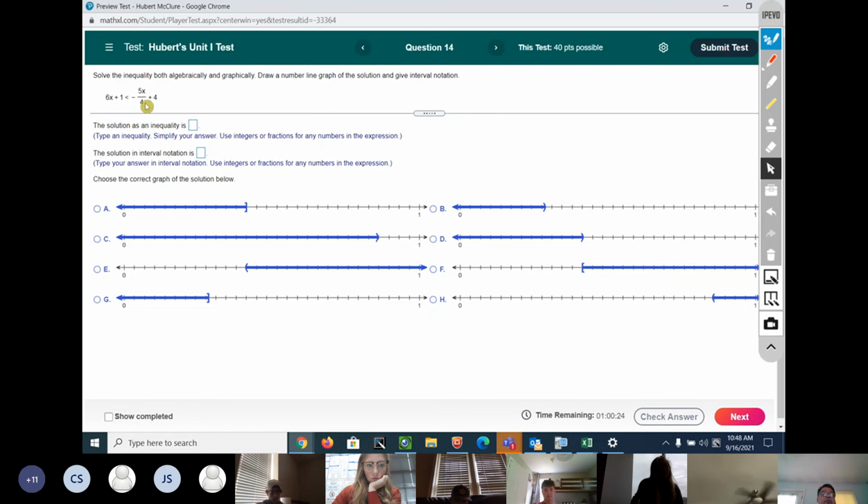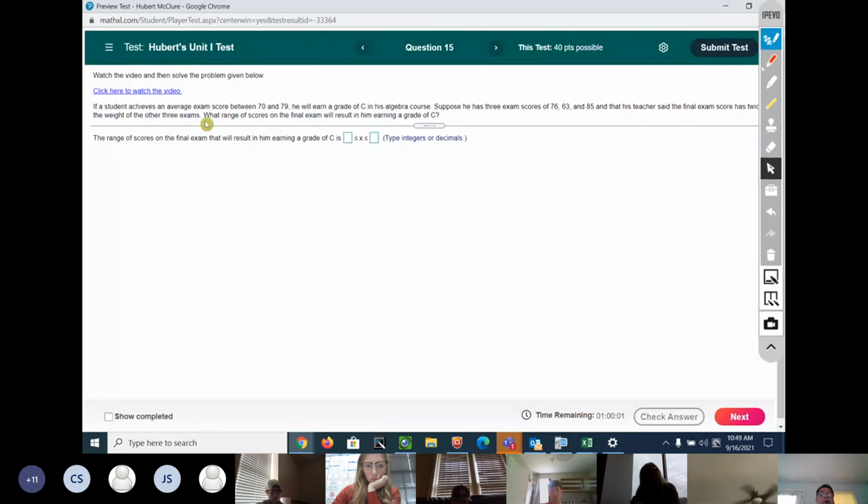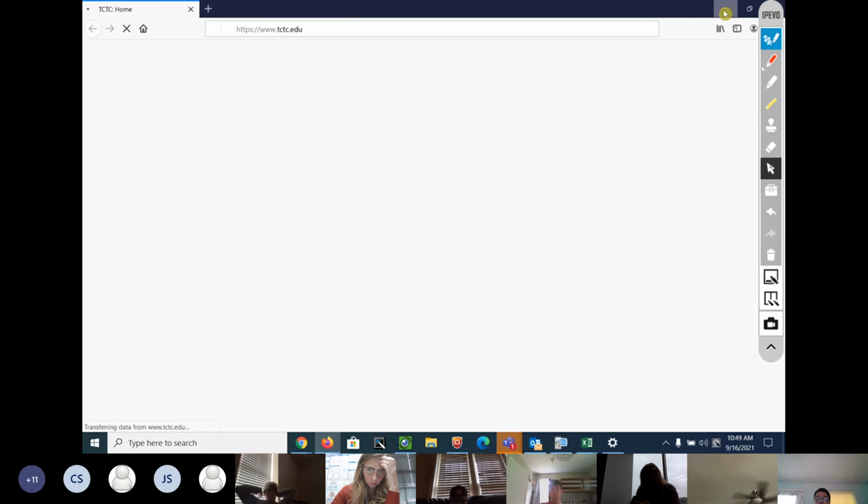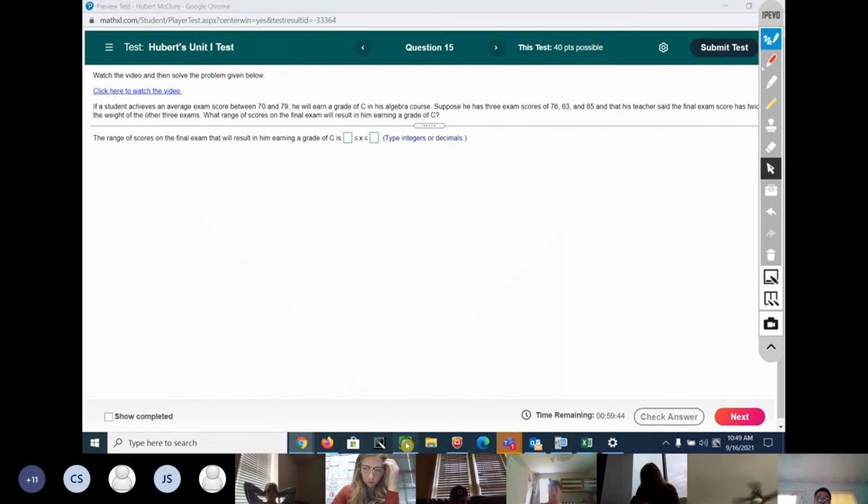Solve the inequality. Here's another example. Clear the fraction. So I would multiply through by 4 on both sides. That would be 24x plus 4 is less than negative 5x plus 16. This one is finding exam scores, and that's an inequality. I'll go ahead and show you how that one's done right quick. I'm trying to hurry because I know some of y'all are going to start convulsing.